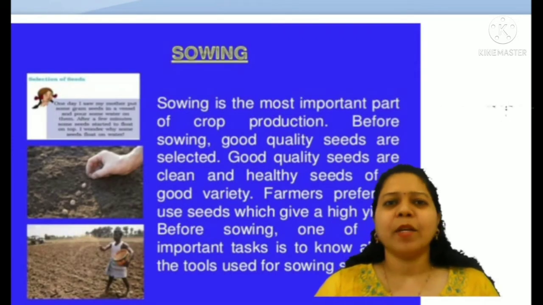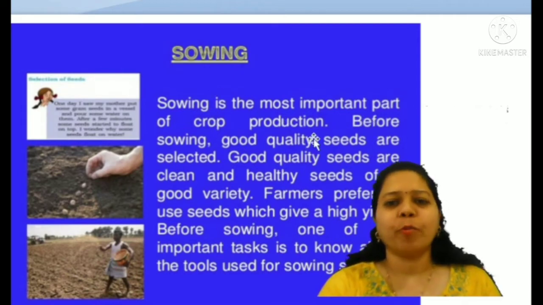Next step in crop production is sowing after soil preparation. Sowing is the most important part of crop production. Before sowing, good quality seeds are selected. Good quality seeds are clean and healthy seeds of a good variety. Farmers prefer to use seeds which give a high yield.